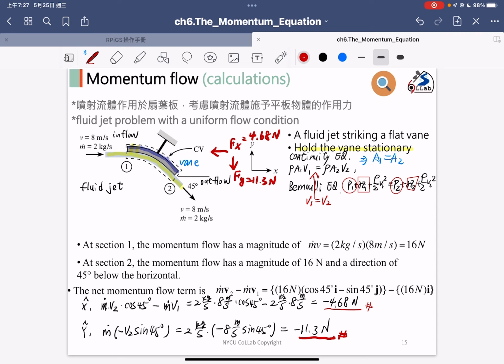So we go back to see what our question is. Our question is how large a force is required to hold the fan stationary. Based on the momentum balance along the control surface, we can calculate the external forces Fx and Fy, which are the forces required to hold the fan stationary.